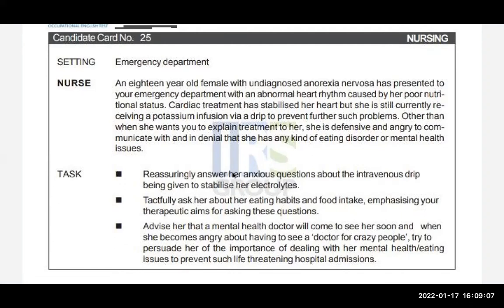Well, please understand, there is nothing like that. I need to ask your eating habits and food intake for the sake of your health only. So it is for the benefit of your health. It is not for me. And also it has got therapeutic aims. And I am asking these questions from the medical point of view. So there is nothing personal.